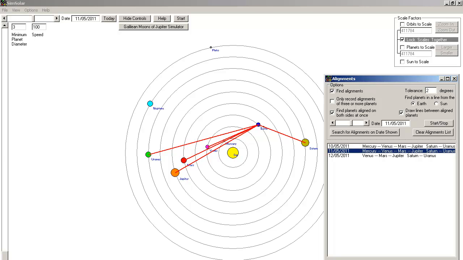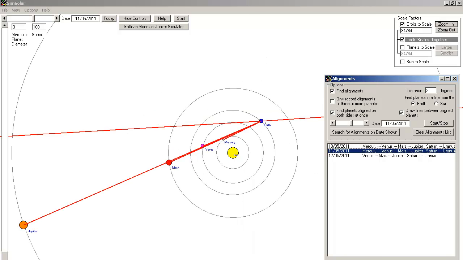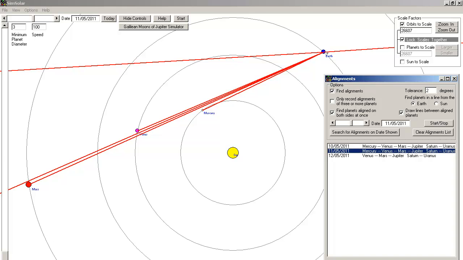If we allow the default setting of 2 degrees, we see that Mercury is also in this alignment. Here is a zoomed-in view of the alignment between Earth, Mercury, Venus, Mars, and Jupiter. Across the top and out of view is the alignment between Saturn, Earth, and Uranus. Here is a closer view of that alignment.